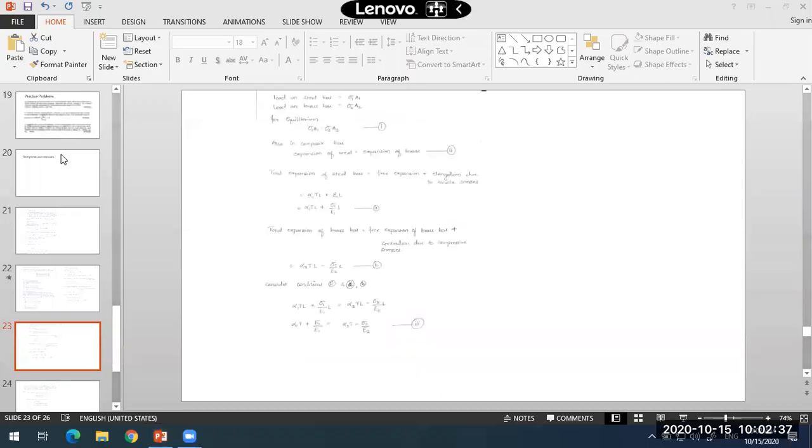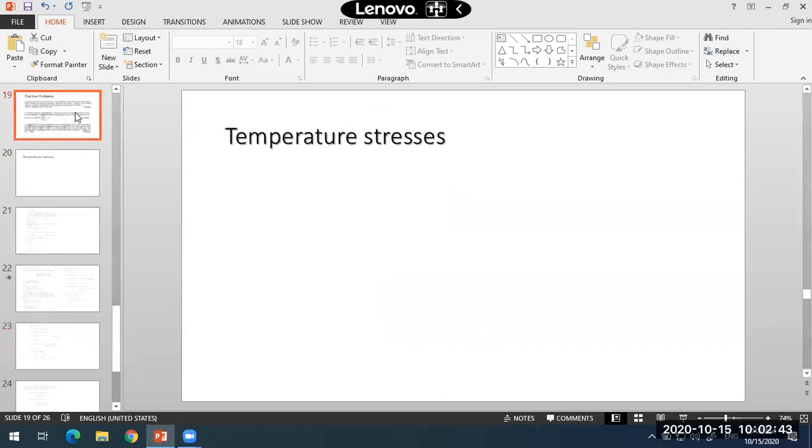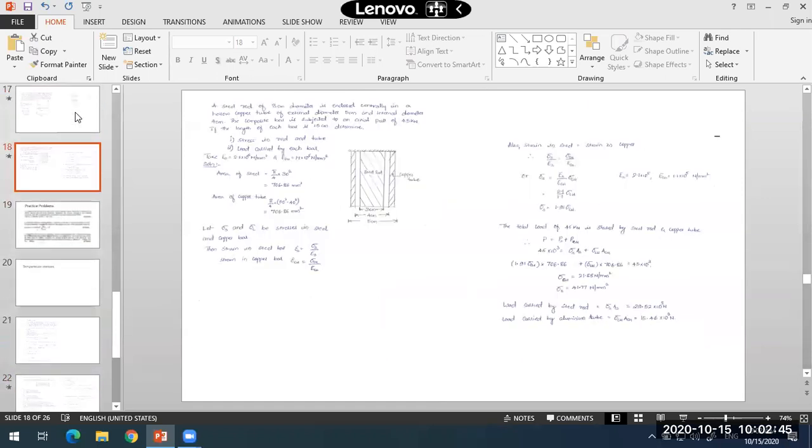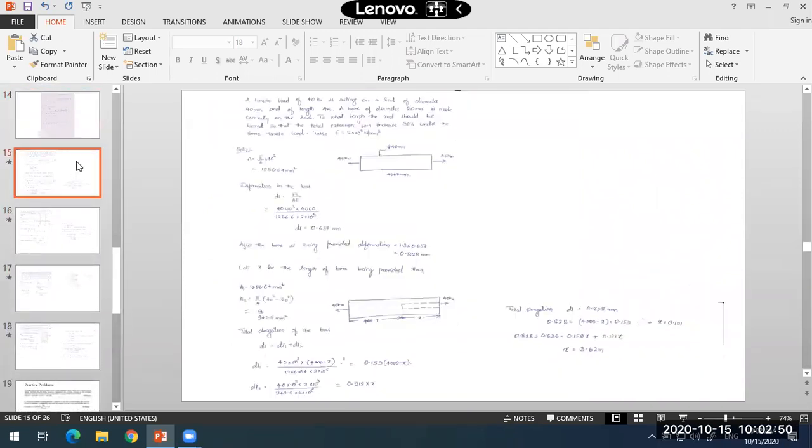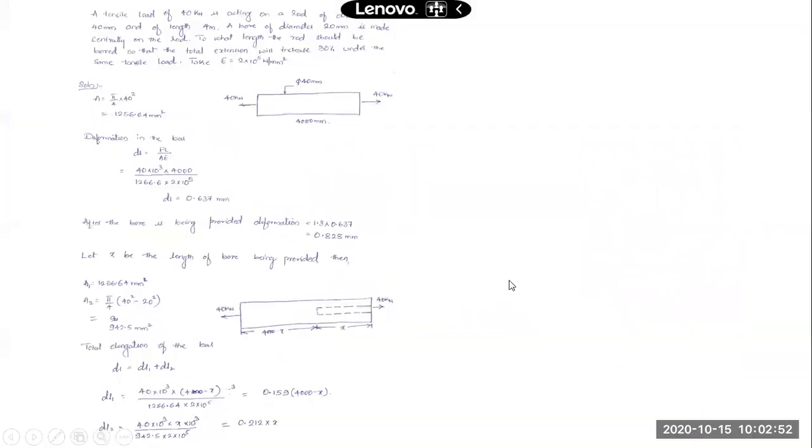If I just go back to our previous class, we were dealing with some problems related to finding the stresses in the composite section. Maybe I had asked you to find the solution in this case, right? Even if this problem is repeated, you can just go through this.